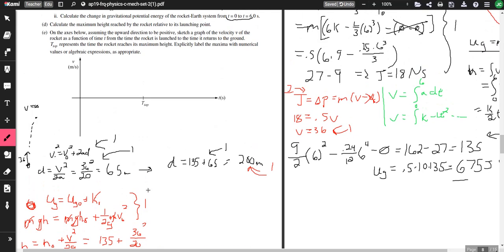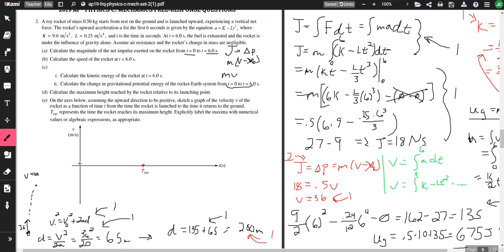All right, let's go to the last question, or last part, part E. They give us this graph, and they want us to sketch the velocity as a function of time. And they say that t top is where it's going to actually reach that max height. Once it reaches its maximum height, we know the velocity has to be 0. So we know that this ends up being 0. We know it starts at 0.